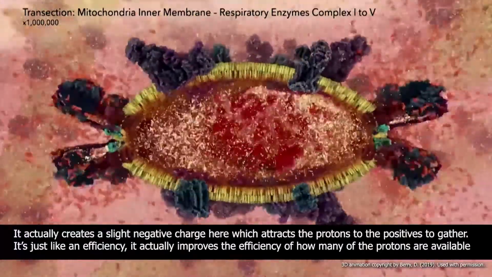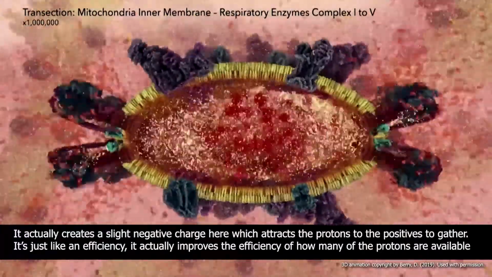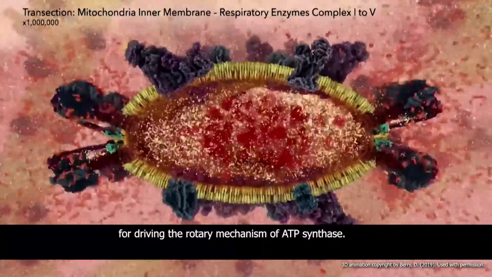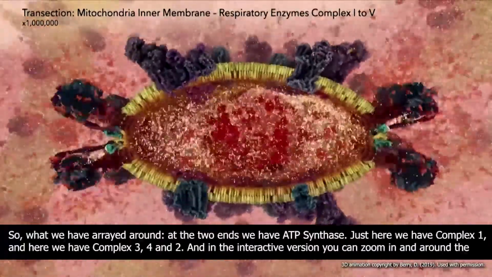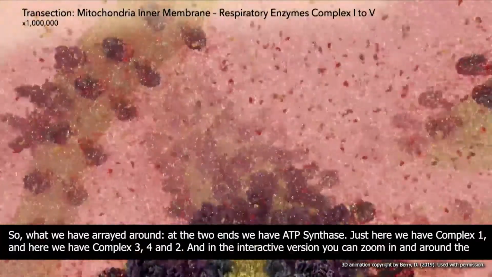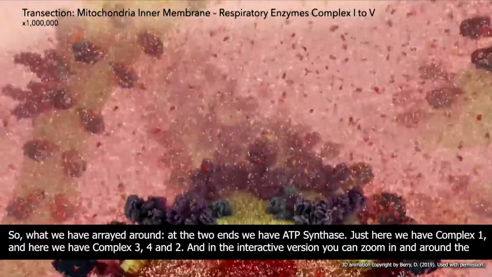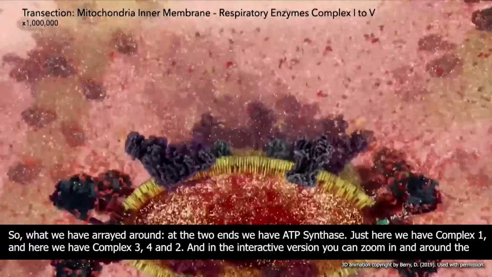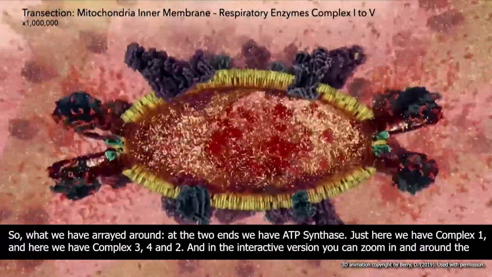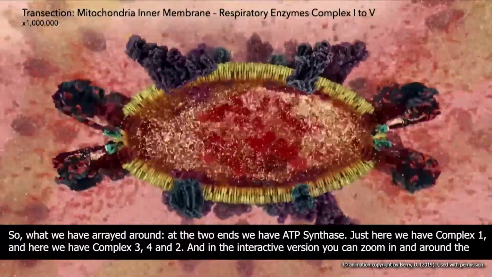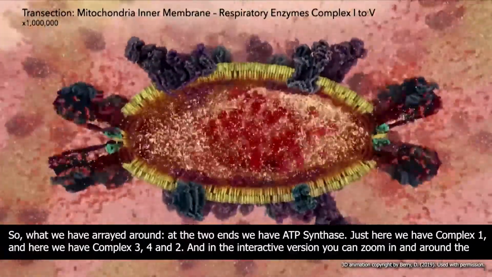It actually improves the efficiency of how many of the protons that are available for driving the rotary mechanism of ATP synthase. So what we have arrayed around, we have the two ends, we have ATP synthase. Just here we have complex 1. That's complex 3, 4, 2. And in the interactive, students will click on them and then zoom in and explore them and so on.